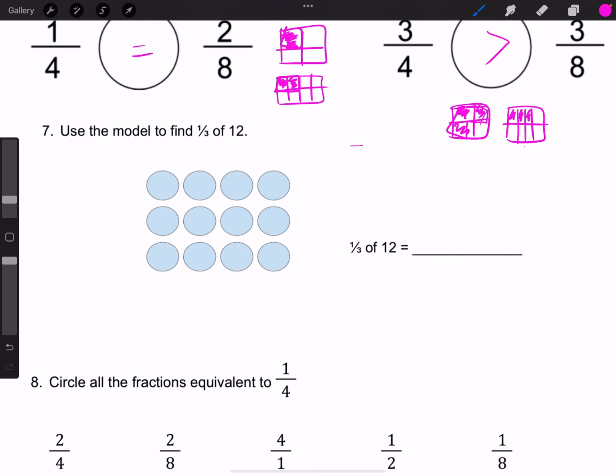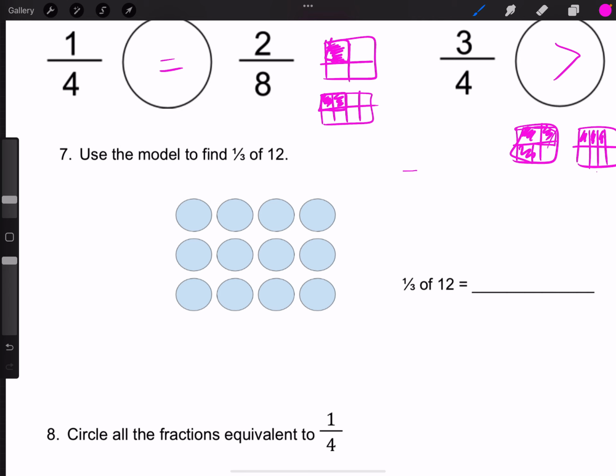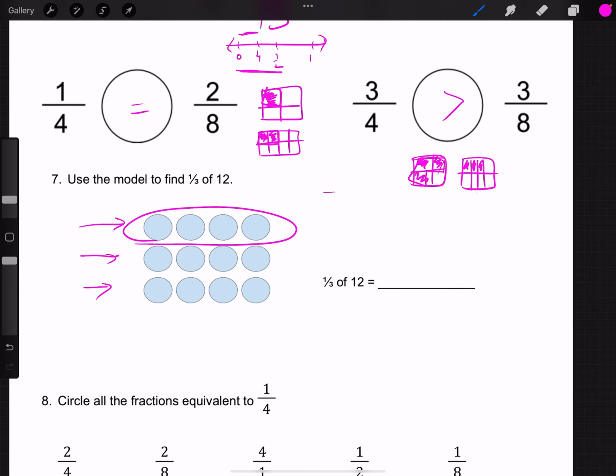Use the model to find 1/3 of 12. So again, there's different ways the kids could do this. Hopefully they're going to be able to cut it up in some way. So the easiest way for them to see it is that I have 3 equal pieces, 1, 2, 3, and I'm only focusing on 1 out of the 3 equal pieces. So 1/3 of 12 is 4.